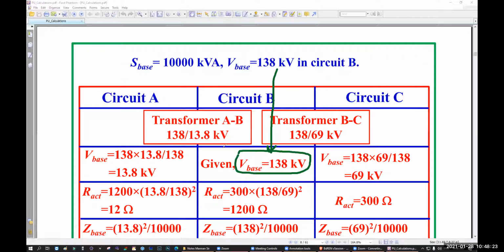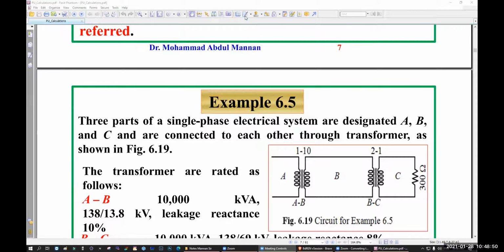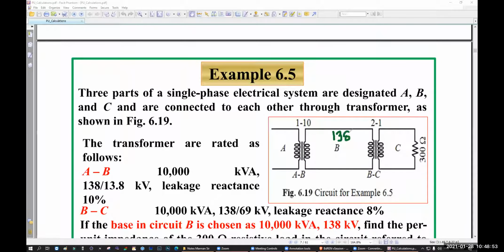And S base is always the same for all sides. Now here, for circuit A, since you have a step up transformer, because circuit A to circuit B means step up, it will be 10 times less. See the calculation: 138 into 13.8 divided by 138. Do you know why that is? Because here the base is 138. You have to back calculate how much voltage you will have here for 138. It is 10 times less, right?